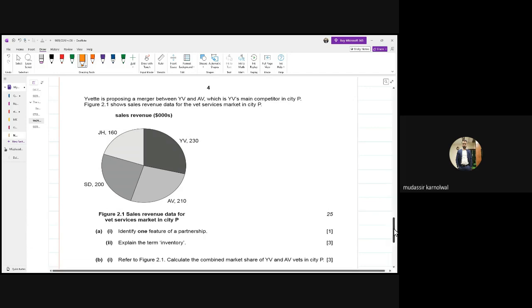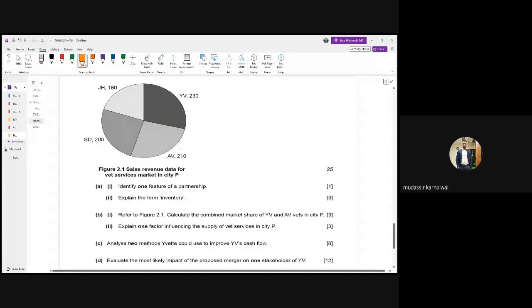Now the calculation they are asking for is to calculate the combined market share of YV and AV vets in CTP. So the formula for market share is sales of a business divided by the total market sales. So add YV and AV's total, that is 230 plus 210, that would be 440, divided by the overall, which is 360 and 440, around 800. So 440 divided by 800 multiplied by 100. This will be your market share, the combined market share of AV and YV, 55%. After that they are asking to explain one factor influencing the supply of vet services in CTP.